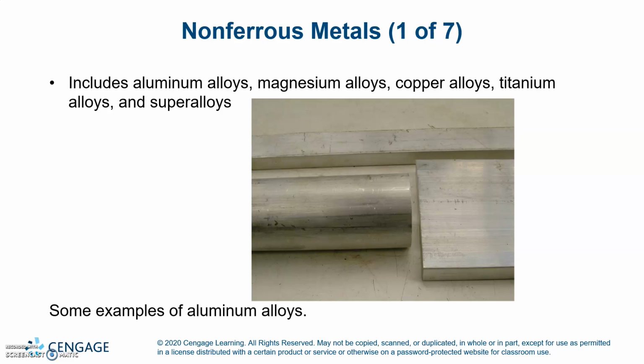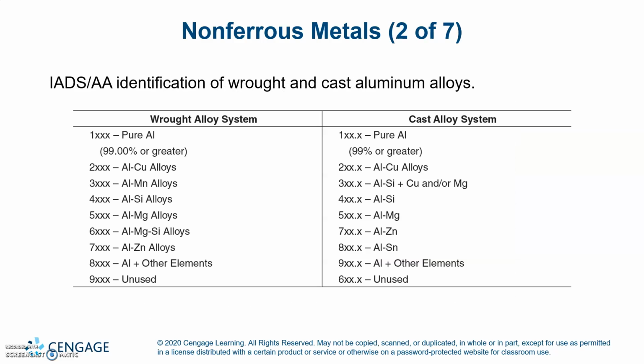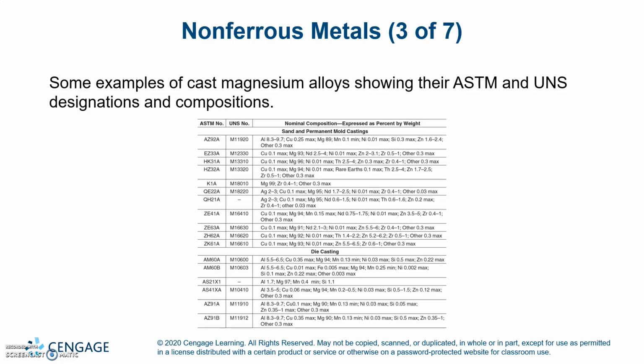Non-ferrous metals include aluminum alloys, magnesium alloys, copper alloys, titanium alloys, and superalloys. And there are some examples. IADS/AA identification of wrought and cast aluminum alloys, and shows you the difference between the two. Some examples of cast magnesium alloys showing their ASTM and UNS designations and compositions.